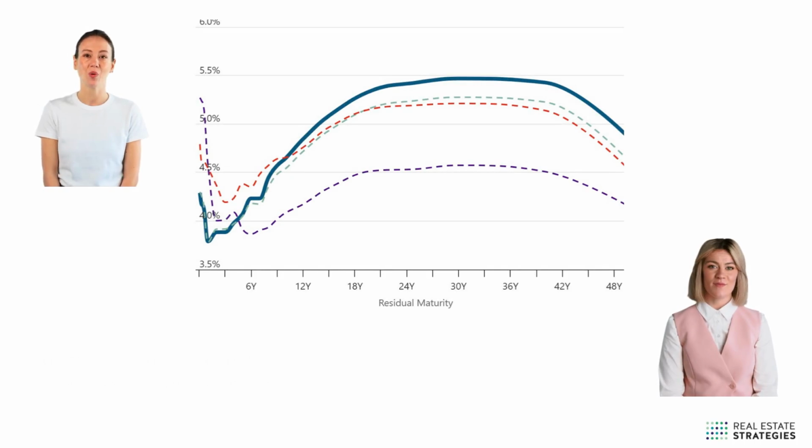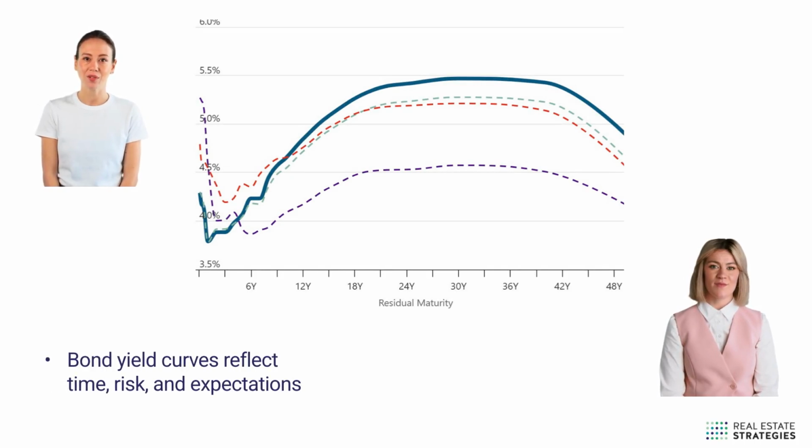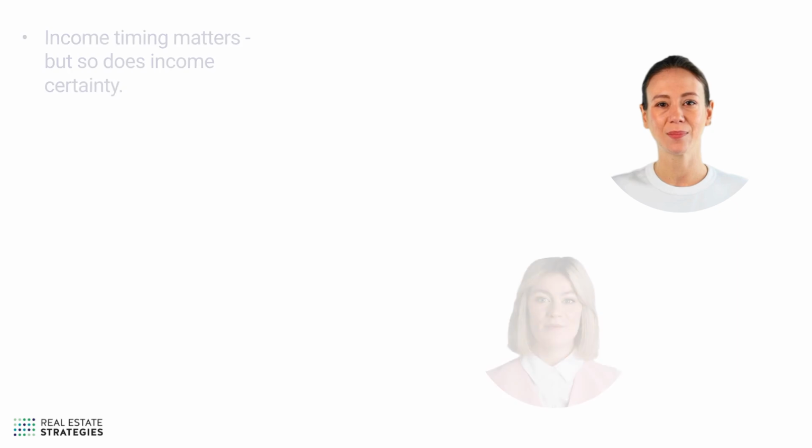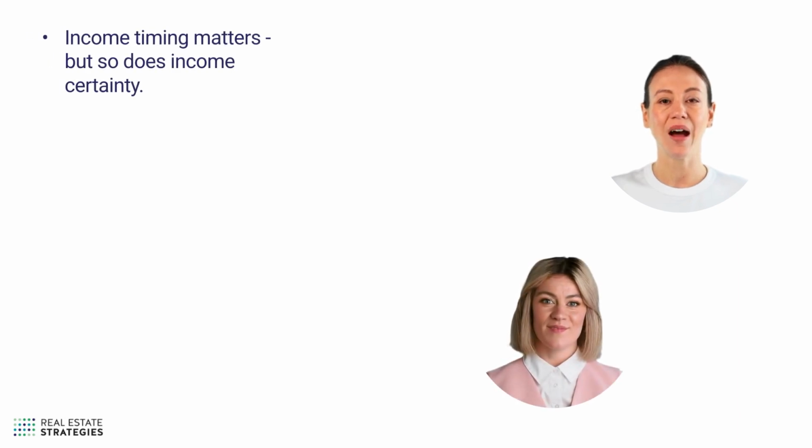Look at that. One curve tells a whole story about time, risk, and investor expectations. Government bonds trade on this curve every day. But in property, we usually display a single yield with little reference to how long the income is secured. Which makes no sense. The value of income depends not just on when it's received, but how secure it is.